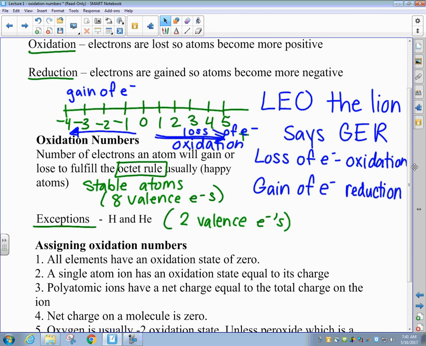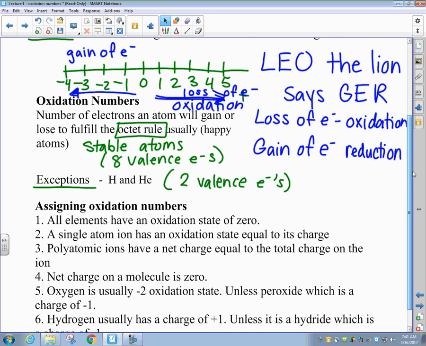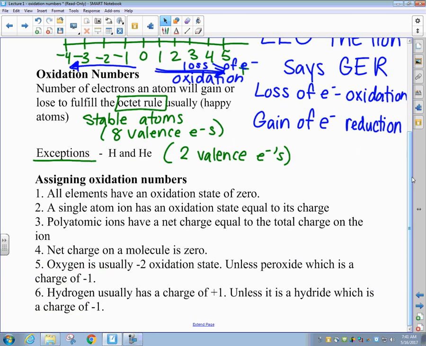Let's go ahead and take a look at some rules for how we assign oxidation numbers for an atom or for an element. Number one, all elements are going to have an oxidation state of 0. For example, if I were to give you elemental aluminum and ask you to figure out its oxidation number, it would be 0. The reason being, the total number of electrons equals the total number of protons for a neutral element.